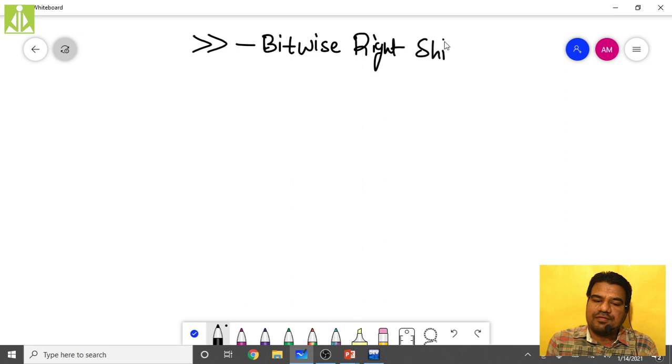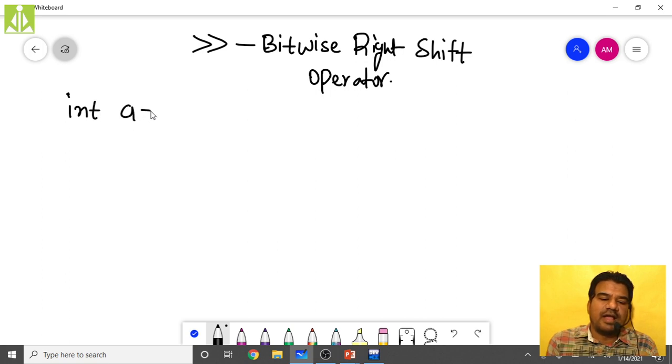Right shift operator. To perform this, take an integer variable a with the value 8.